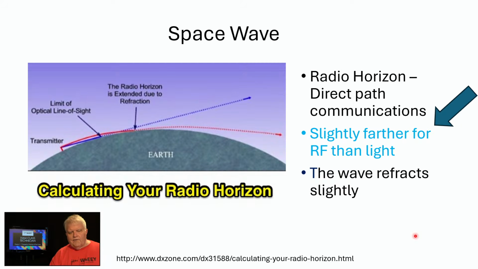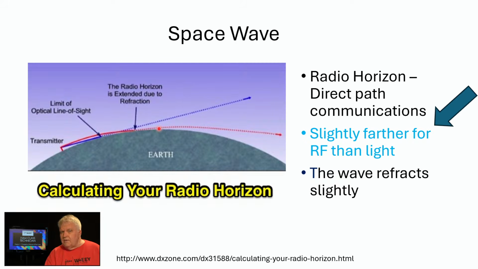The radio horizon, that's the direct path communications. One thing to know is that the Earth actually bends radio waves slightly. So the blue line you see here would be for a laser or a light beam that goes off into space. Because of the refraction toward the Earth, the radio horizon for radio waves is a little bit farther, about 15%, than it would be if it was strictly line of sight.